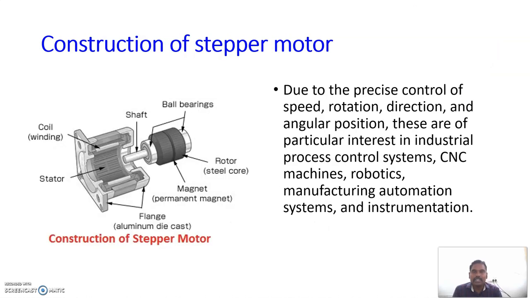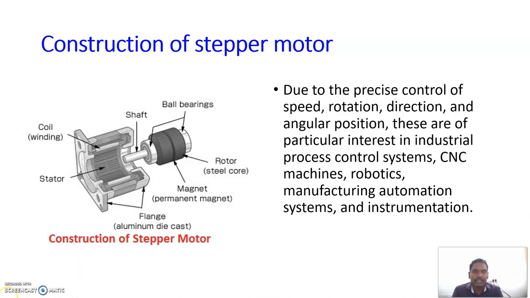So, construction of this stepper motor. See this picture. We have the stator and the rotor, everything which is basic from your induction machine and synchronous machine. Okay. So everything will be there: coil wire, stator, shaft, ball bearings, rotor, magnet. Here we are using a permanent magnet, so we are not giving any separate supply to the rotor coil.